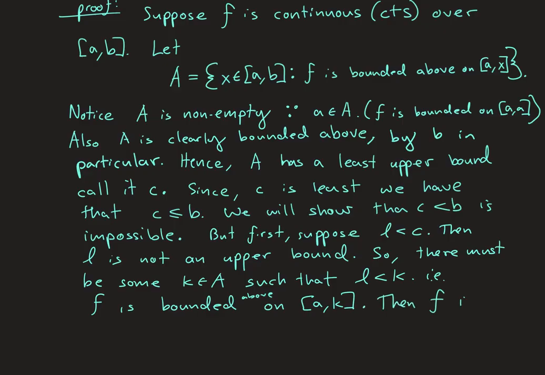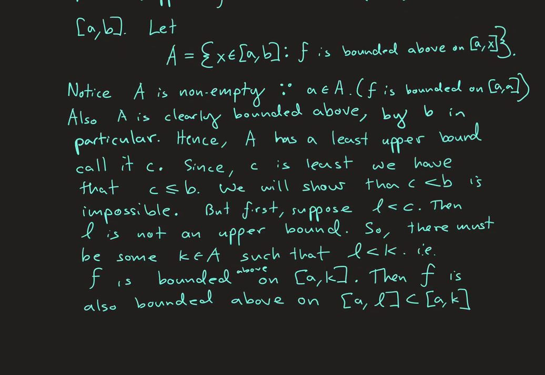But then F is also bounded above on A to L. Why? Because A to L is a proper subset of A to K. And if F is bounded above on the larger set, A to K, then it certainly is bounded above on a smaller set, A to L. But what this means is L is a member of A.